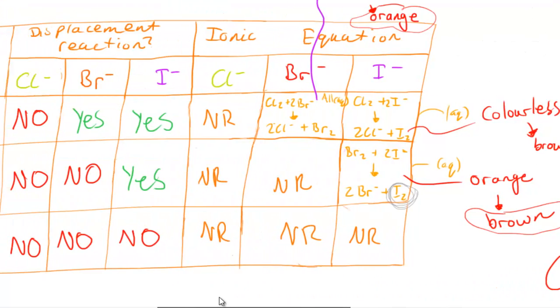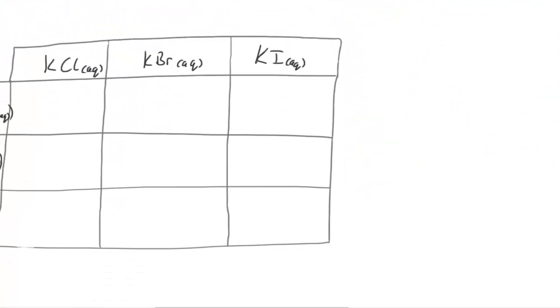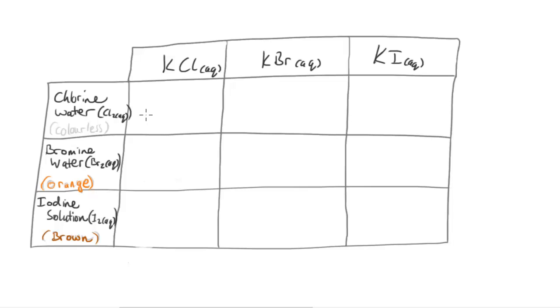So now I'm going to move on to another table, and in this table we're going to look at the colors which they change to. I've got here the different colors of the waters, so chlorine water, bromine water, iodine solution water, and I've got the potassium halides. And what's going to happen in these reactions, first of all, is the chlorine water will not react with the KCl. No reaction.